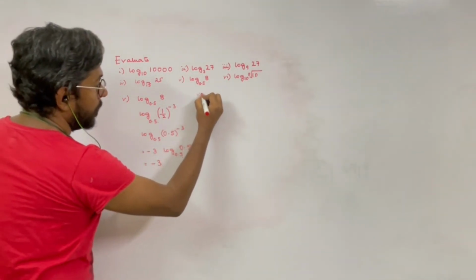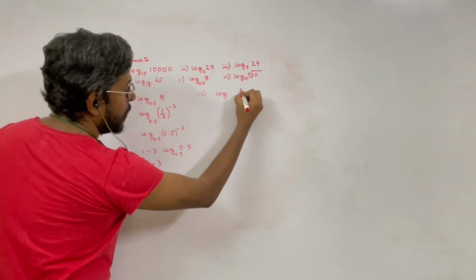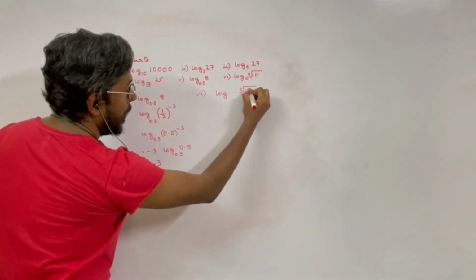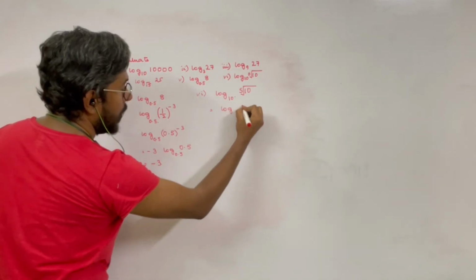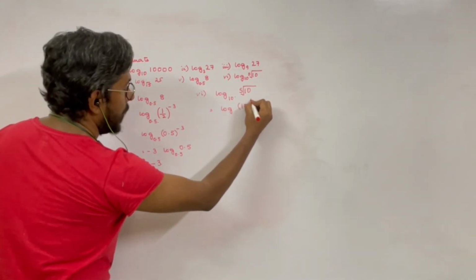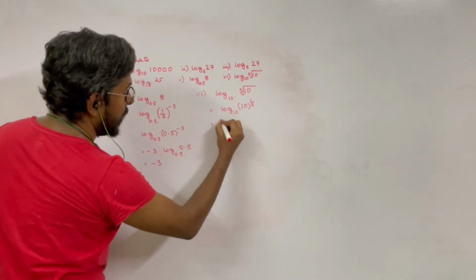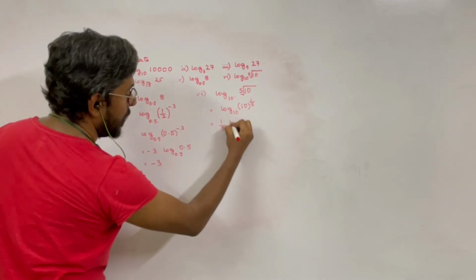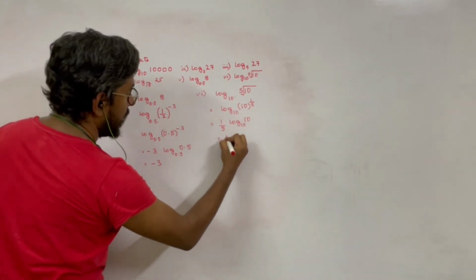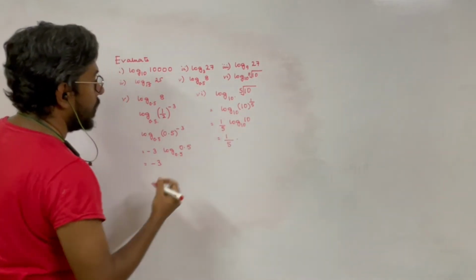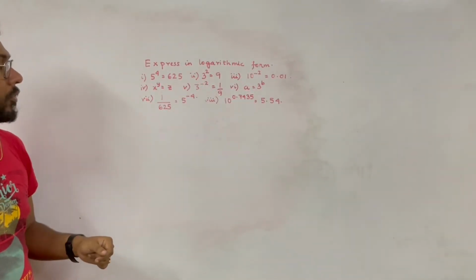Now for the sixth sum, log fifth root of 10 base 10, which can be written as log 10 to the power 1 by 5 base 10, which can be written as 1 by 5 log 10 base 10, which is 1 by 5, the answer for the sixth part. Moving on to the next type of sums.